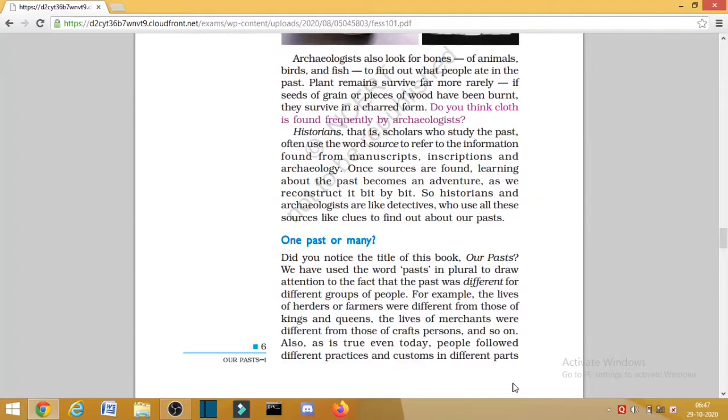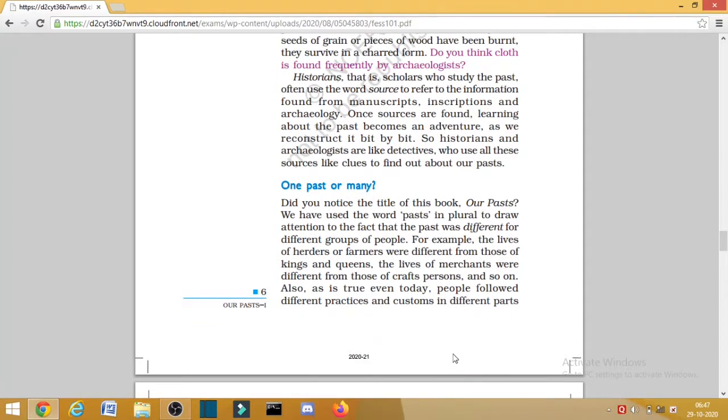They are like detectives, like CID. We use all those sources like clues in order to find out about our past, what happened, what was found here, where it was found, everything.